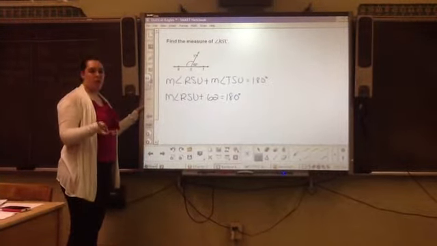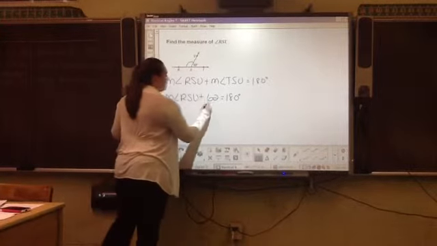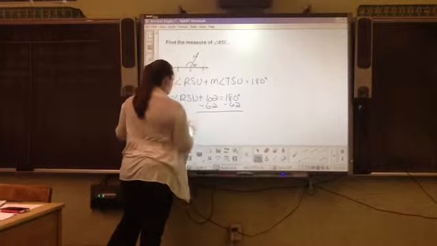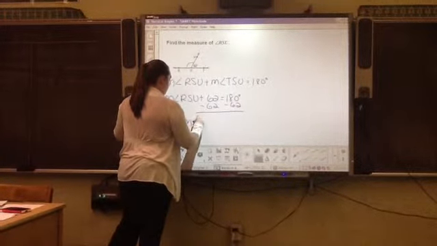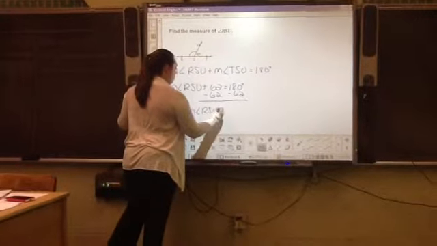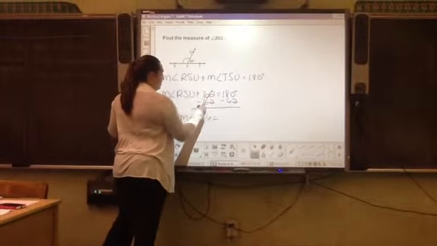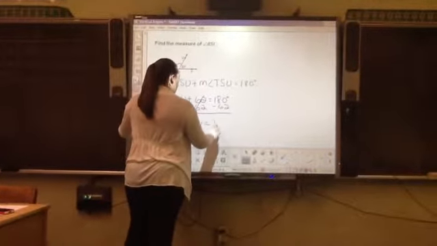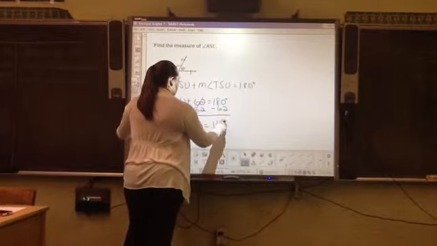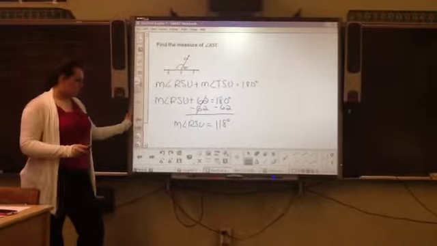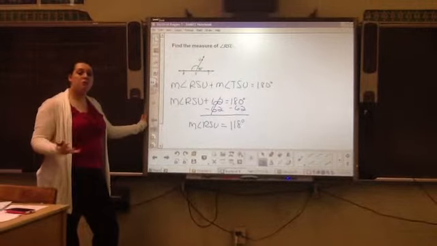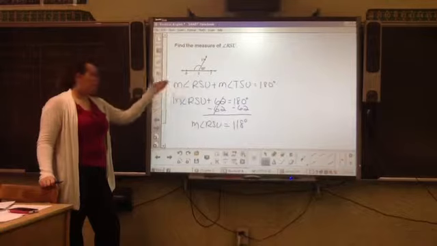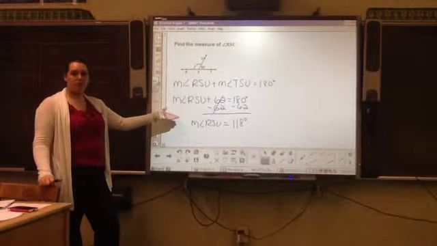To get the measure of RSU by itself, we subtract 62 from both sides. Our next line will now be M RSU, which is measure of angle RSU, equals, because this cancels, 118 degrees. So that's how we use the definition of linear pair to create an equation and find a missing angle measure.